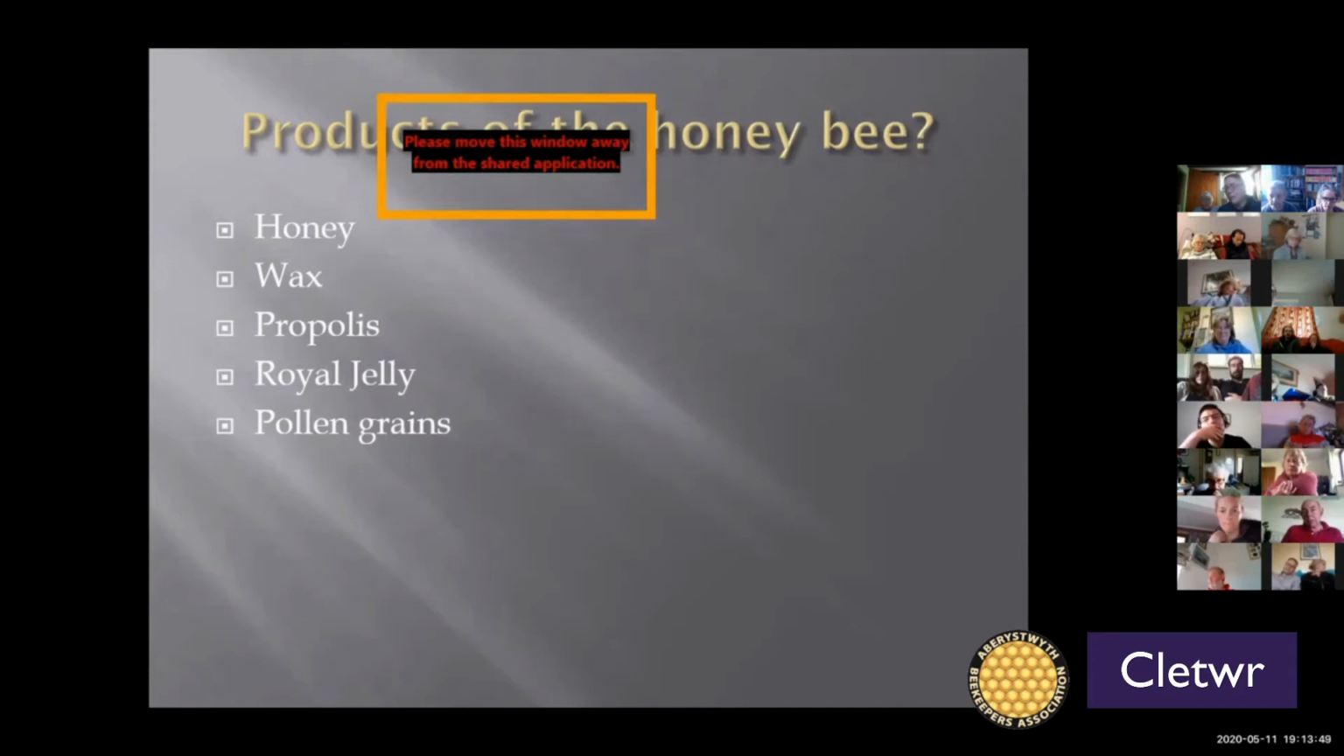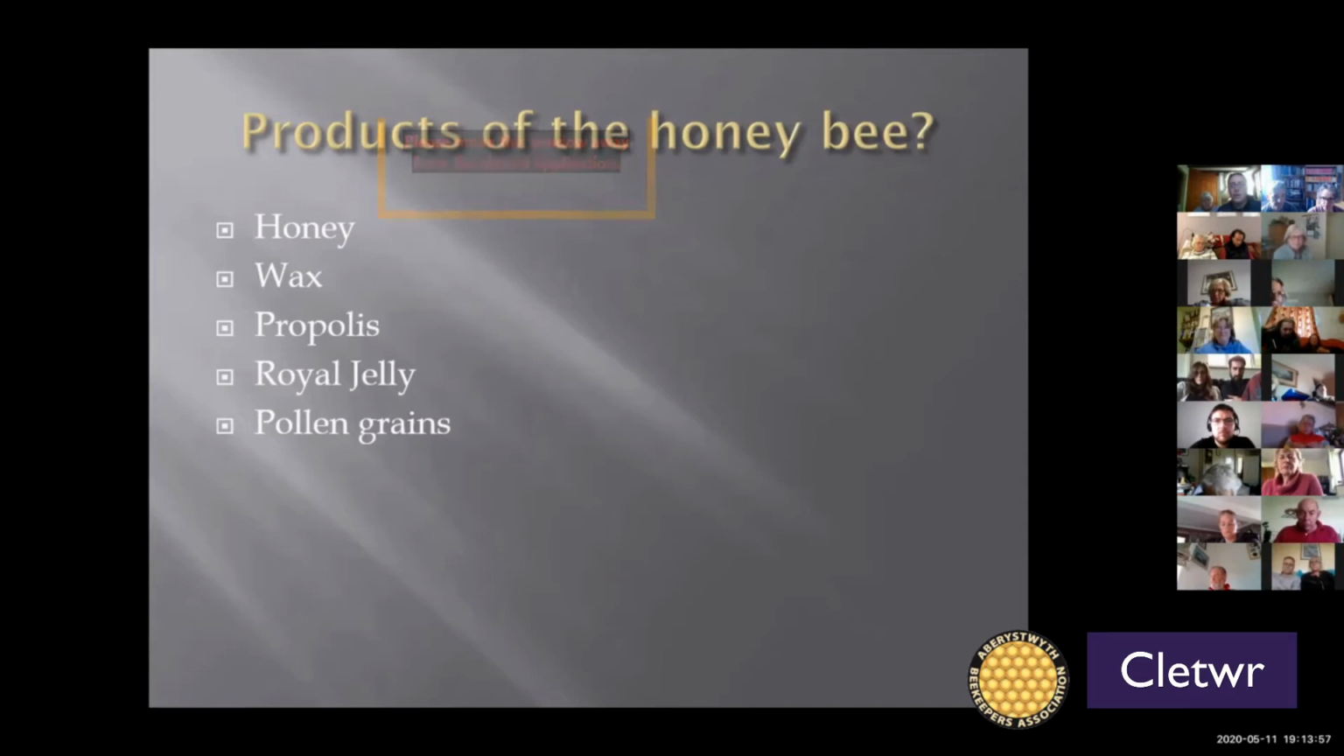And then finally, the pollen grains. So if you think about the bees eating, they're a bit like most creatures. They need a carbohydrate-based food source, which is the honey and the sugars. But they also need a protein-based product as well, and that's from the pollen grains. So the pollen is the protein. So they're bringing in nectar from flowers, but they're also bringing pollen in as well.